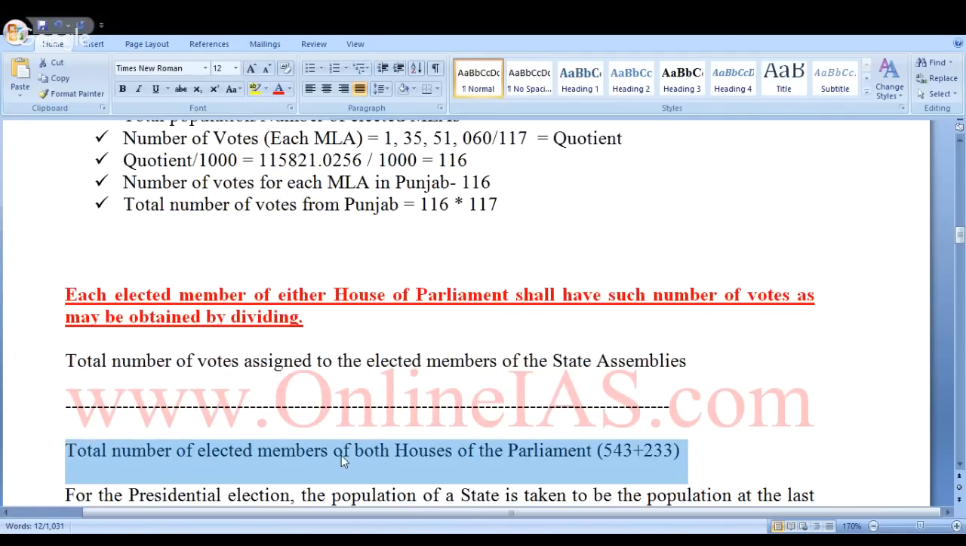Obviously, 543 plus 233, right? I'm eliminating 2 members from Lok Sabha and 12 members from Rajya Sabha. Apart from this, there may be some vacancies, and those vacancies will not be taken into consideration. Right? Now, look at this.